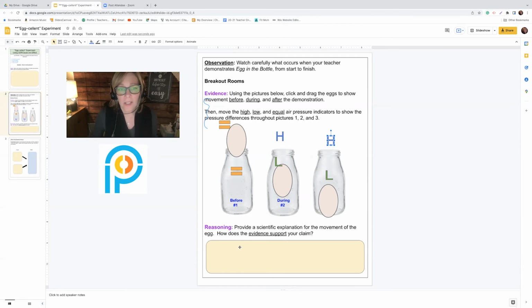And then finally, because this would be their evidence, the students would provide a scientific explanation for the movement of the egg. How does that evidence support your claim? So they would be using the evidence to go back and tell me why that supports their claim, or maybe why it doesn't support their claim, depending on what their claim is. And again, they would be well versed in how to write that CER.